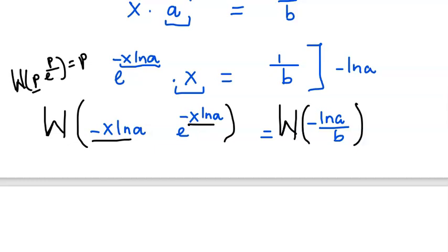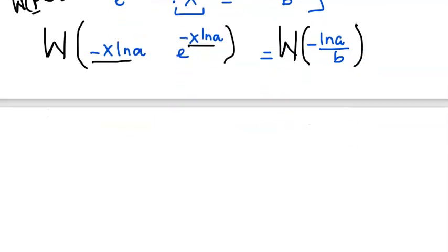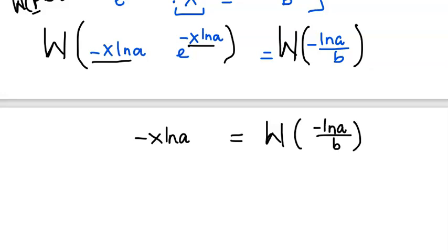Cool. So the left hand side, without telling you, you know what that evaluates to. That will give us negative x times the natural log of a. So the right hand side, we just have the W of the negative natural log of a divided by b. Divide both sides by the negative natural log of a, and we are done, right? Cool.